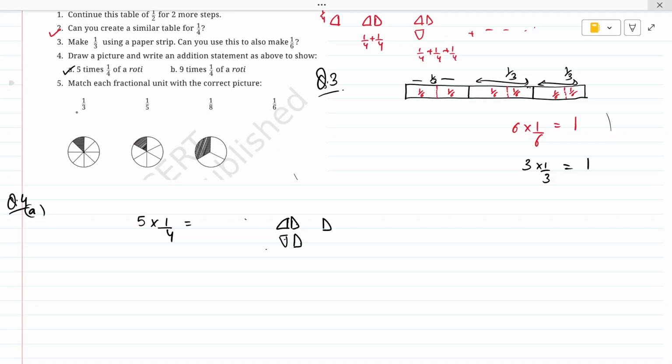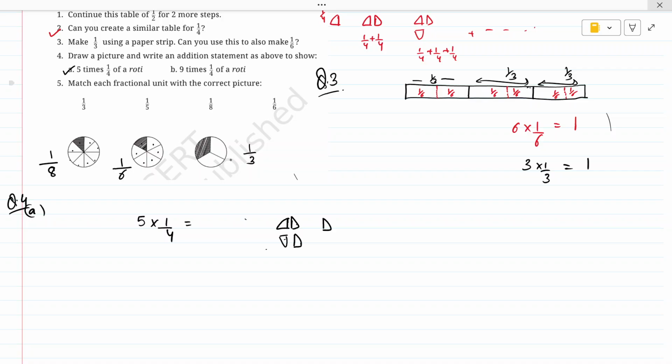Now coming to the last one, match each fractional unit with the correct picture. So let's do this. We have 1, 2, 3, 4, 5, 6, 7, 8. Total 8 units and this is one of those 8 units. So we have 1 by 8. Coming to this one, 1, 2, 3, 4, 5, 6. So we have one of those 6. And the last is easy, 1 by 3.